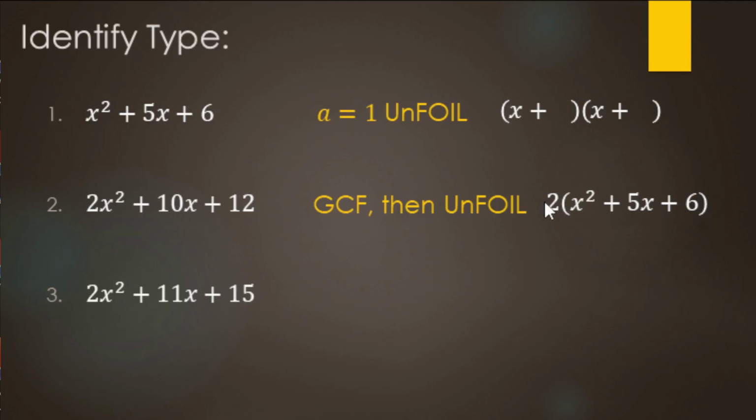So now we have it looks like this. And then the 2 stays. And now what we're going to do is this x squared plus 5x plus 6, we're going to factor same as what we did right up here.